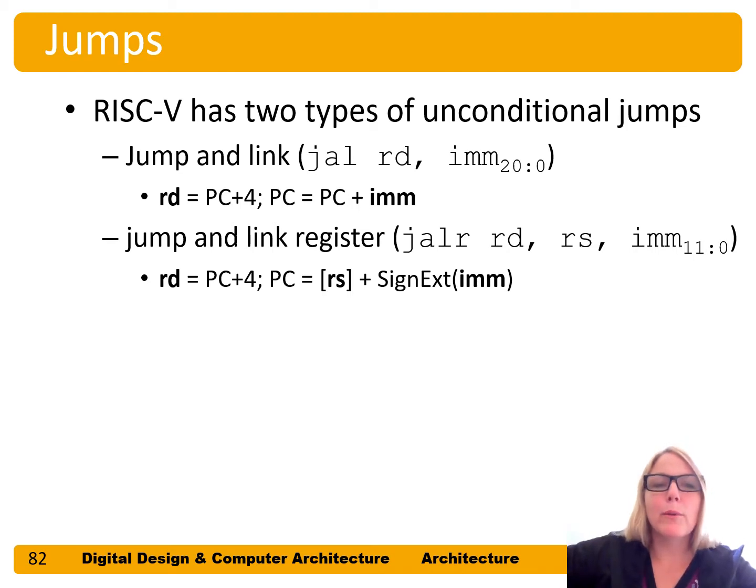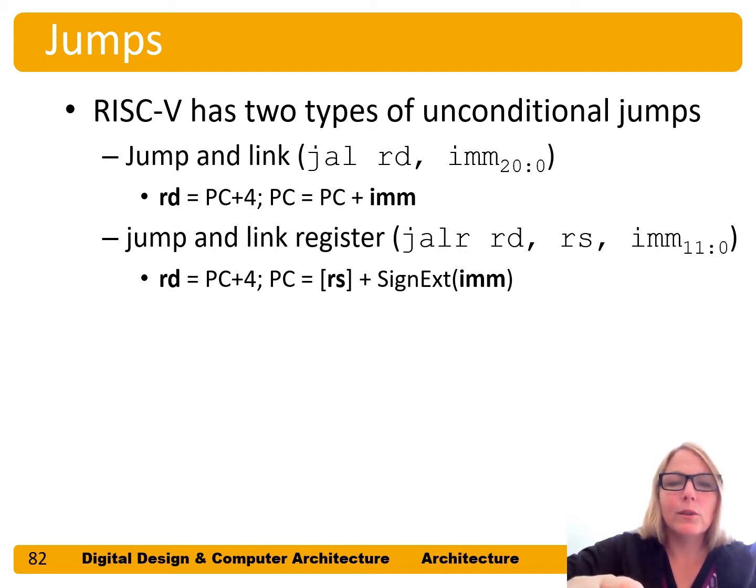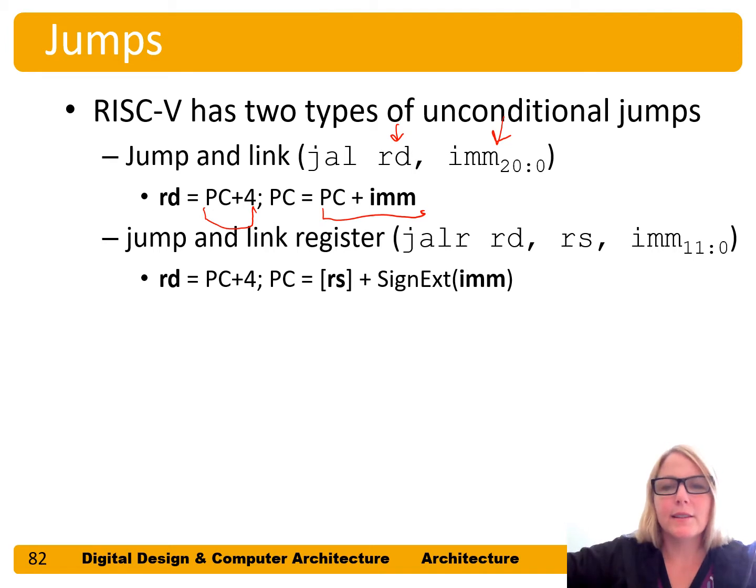Let's talk a little bit more about jumps. RISC-V has two types of unconditional jumps, jump and link and jump and link register. And typically unconditional jumps or unconditional branches are called just jumps. So we have jump and link, which writes a destination register with PC plus 4 and makes PC equal to the current PC plus an immediate offset.